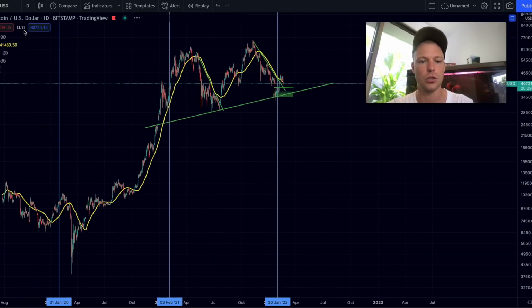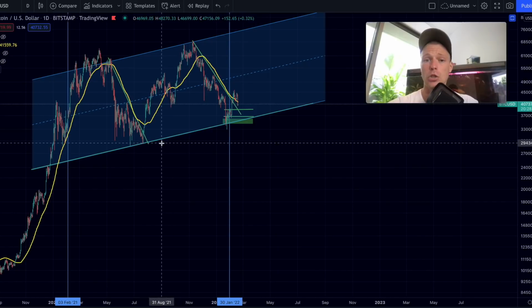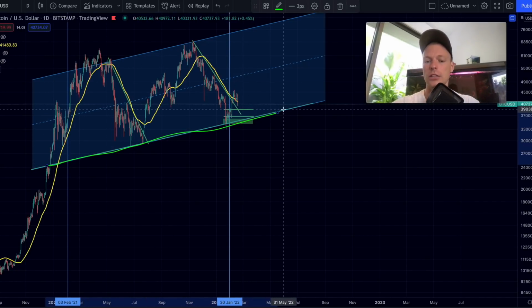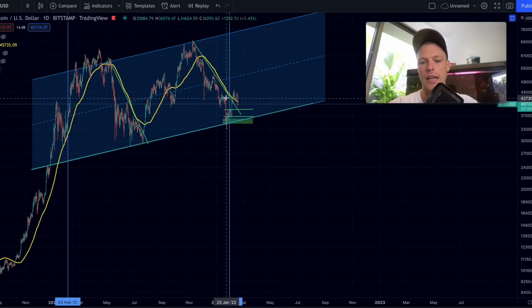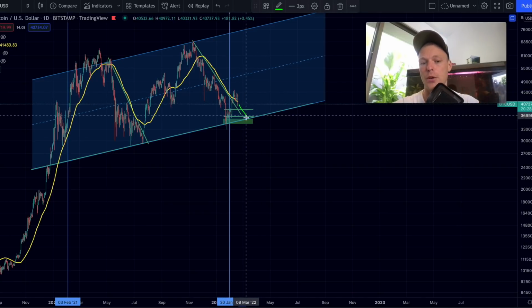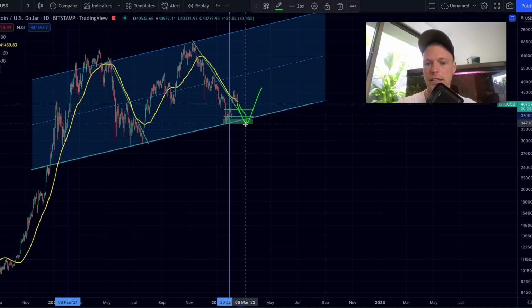form. So let me zoom out a little bit right here. Let me bring out the parallel channel. So guys, this uptrend right here, this macro uptrend is also very important, and yeah, I definitely expect that a bounce, if we were to come down right here, a bounce from these levels right now would be slightly more likely than to break these levels.